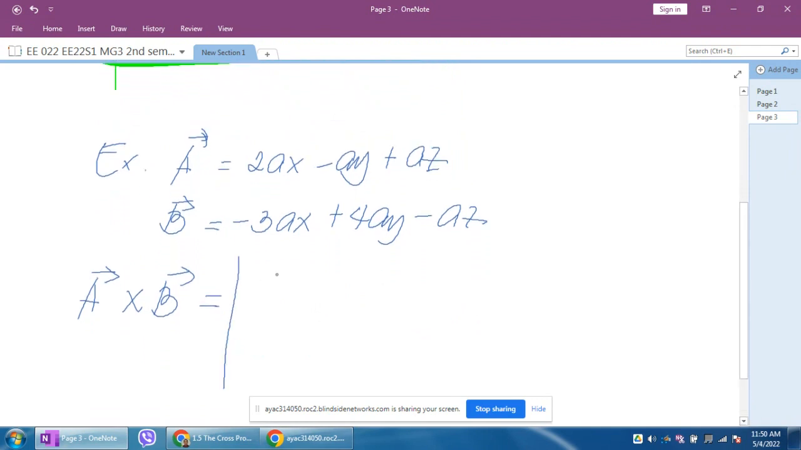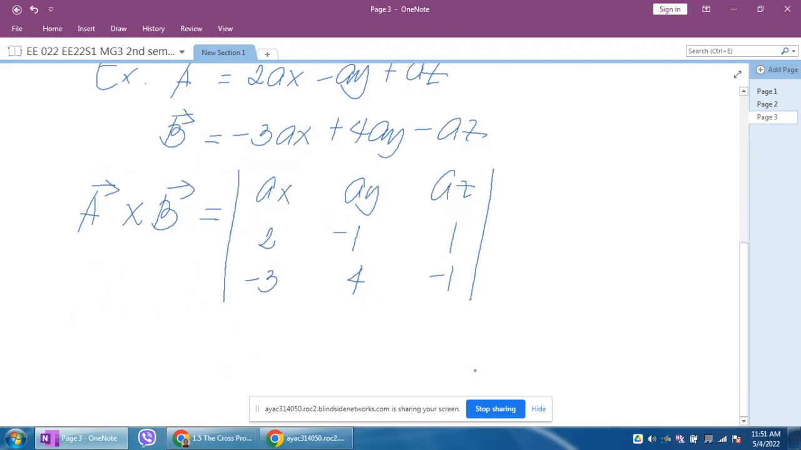Matrix form. So, ganito po lagi ang pagsusulat: AX, AY, AZ, in that order. Tapos, since nauna po si A, copyhin mo yung coefficient ng A. So, I have 2, negative 1, and positive 1. Si coefficient naman ng B, you have negative 3, 4, and negative 1. Malinaw po ba yung pagpo-plot in matrix form?